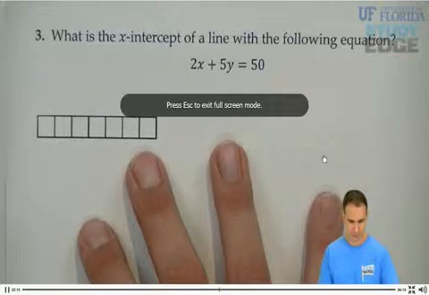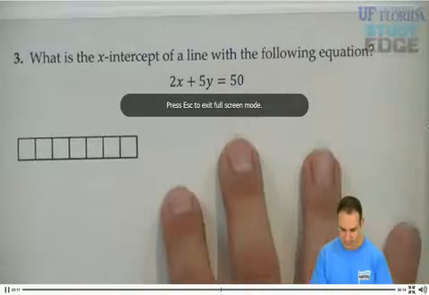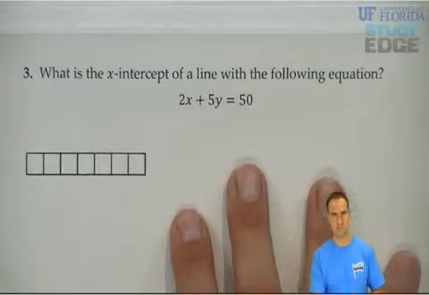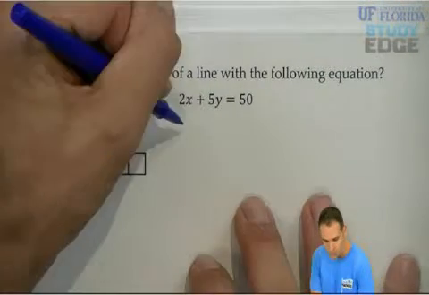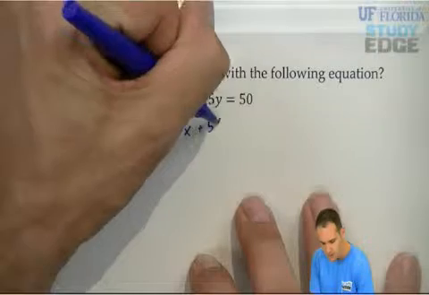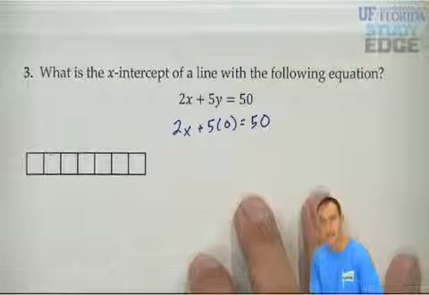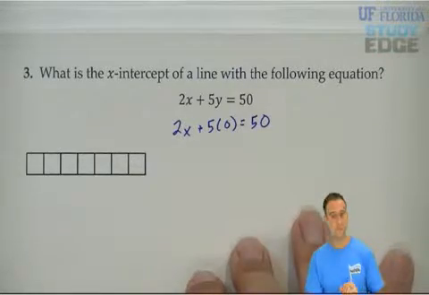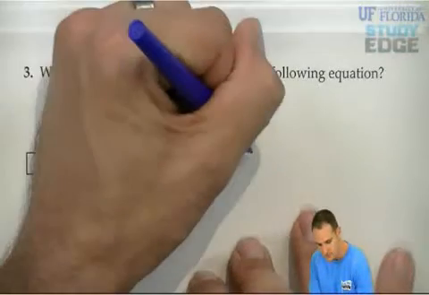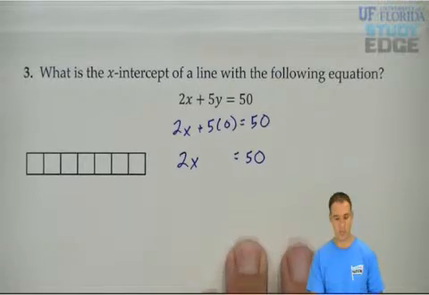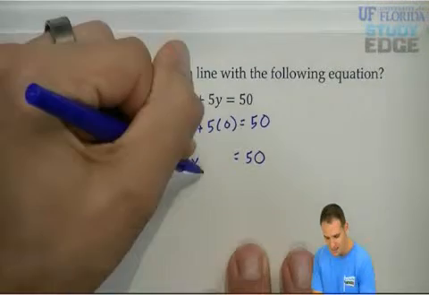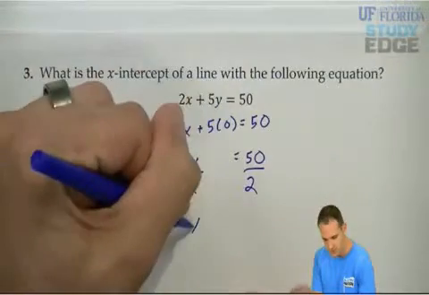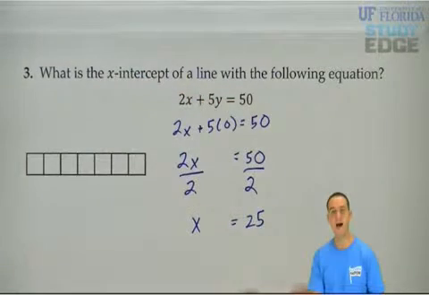Question 3 says, what is the x-intercept of a line with the following equation? An x-intercept is when y is 0. So plug in a 0 for y and solve for x. 5 times 0 is 0, giving you just 2x equals 50. Divide both sides by 2, and you'll get x is 25.